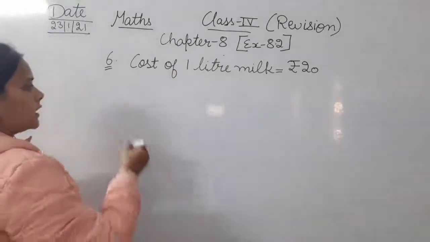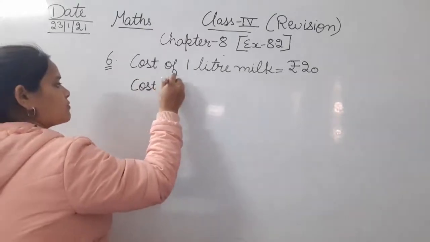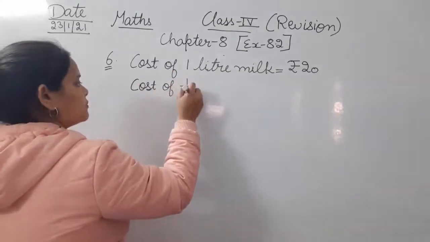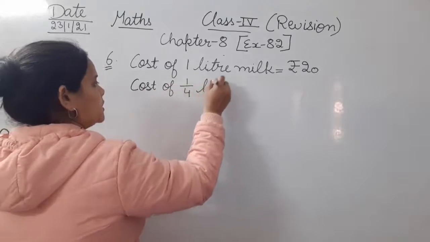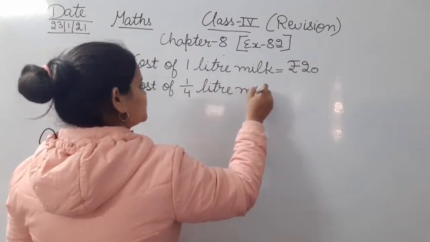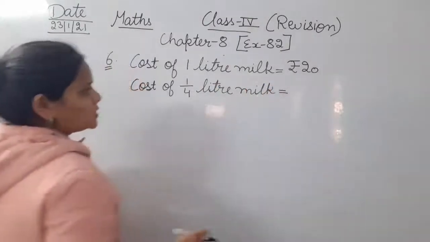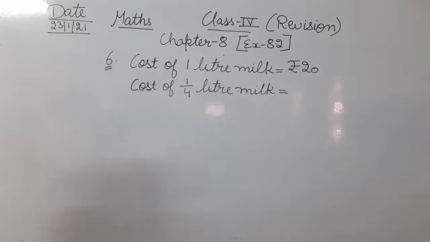Okay, then we have to find cost of 1/4 liter milk. This much we have to find. 1 liter is ₹20, that is written, and we have to find the cost of 1/4 liter. Clear? So for that, what will we do?